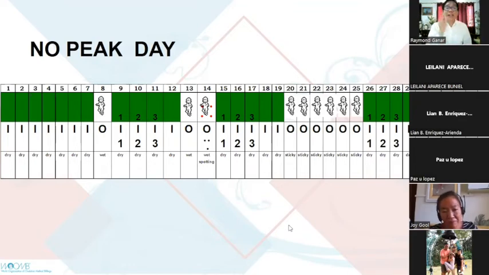Now, how come we need to count 1, 2, 3? Day 9, 1. Day 10, 2. Day 11, 3. Why? Because after mucus, whether the mucus will end in slippery or not, it takes time for the cervix to be completely closed by the G-plug mucus. So day 9, day 10, day 11, cervix is still open. Cervix is closed on day 12.